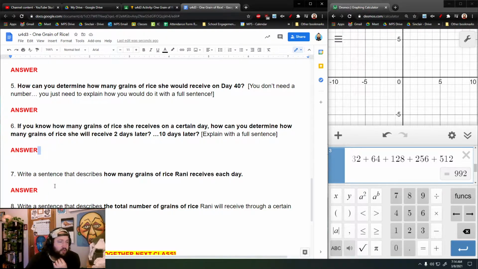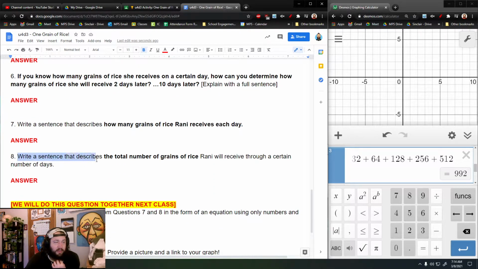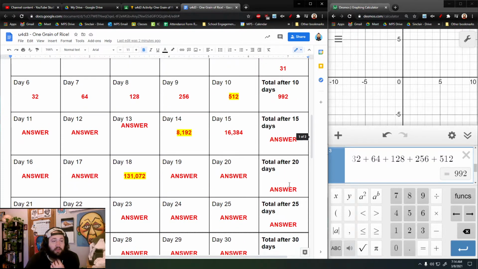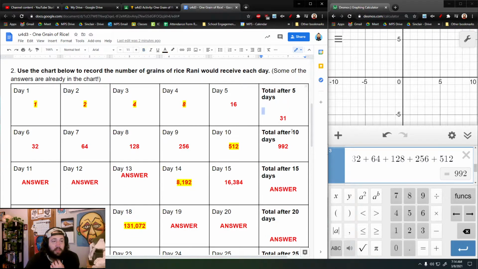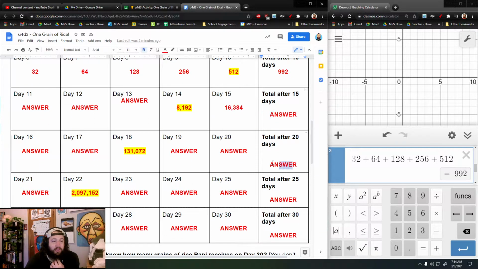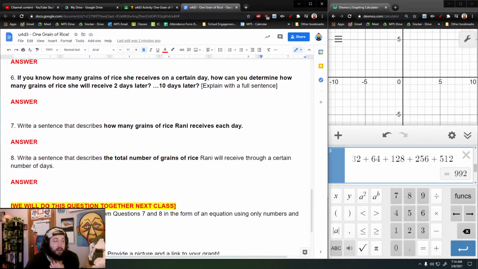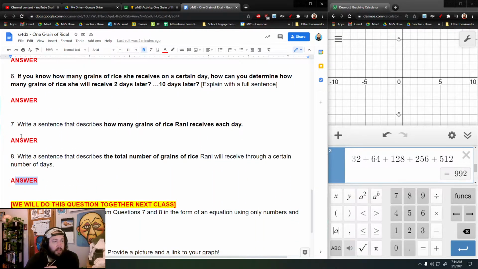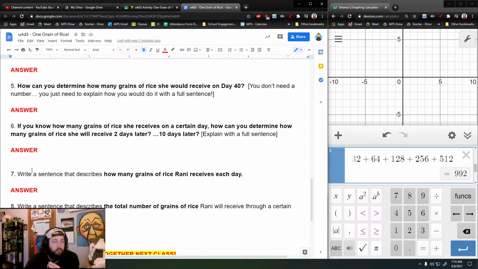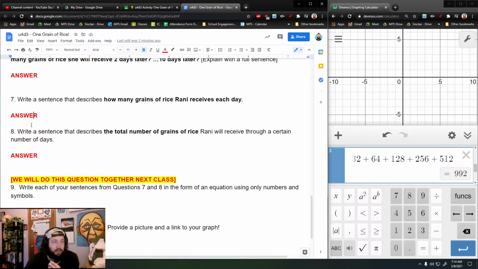Write a sentence that describes how many grains of rice Ronnie receives each day. That one's easy because it's about doubling. Question 8 is write a sentence that describes the total number of grains of rice. So that's going to be these numbers here. How would you calculate the total number? That's going to be tough. So try and come up with an answer. Really, I'm not going to mark you down for having incorrect sentences here because these are your best guesses.